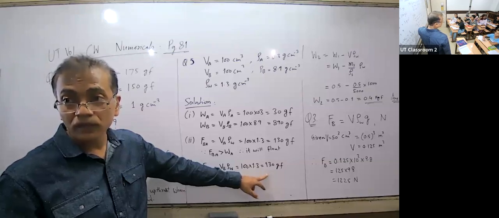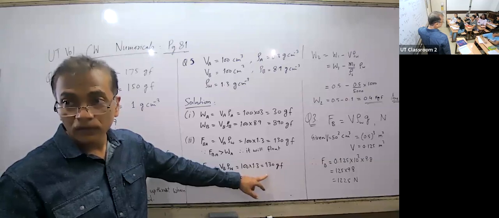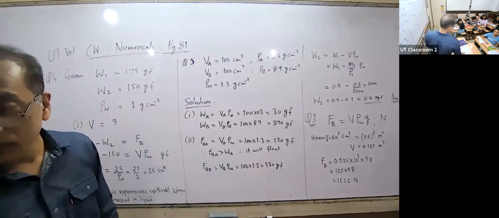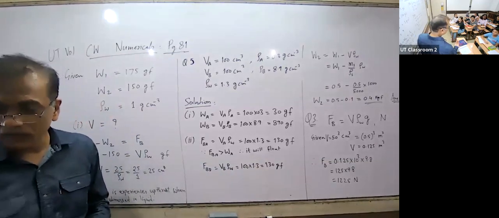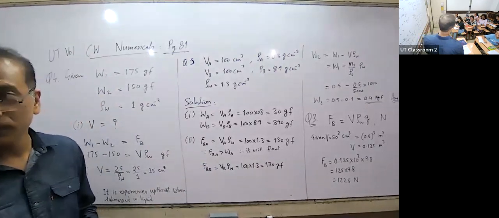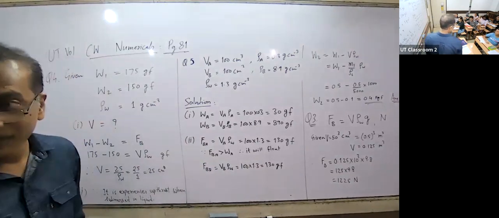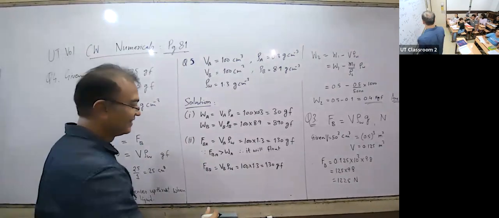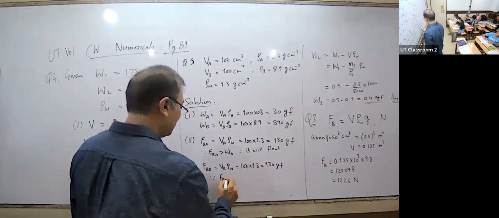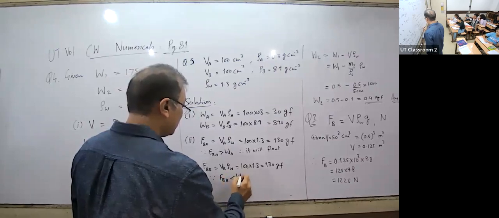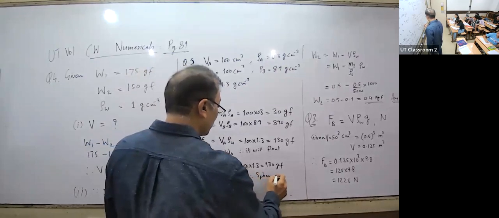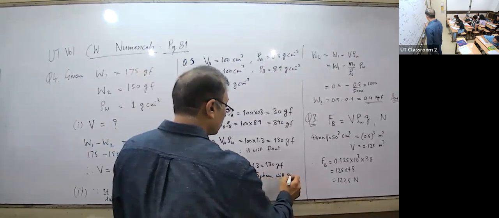Why will it sink? Upthrust is less. The upward force is less, so weight is more, therefore it will come down. Okay? Good, the gas was right, but the direction was reversed, but that's fine. So since F_B is less than W_B, therefore sphere B will sink.